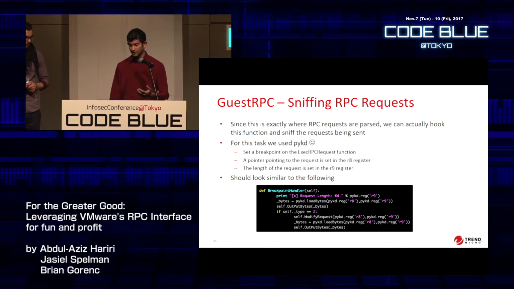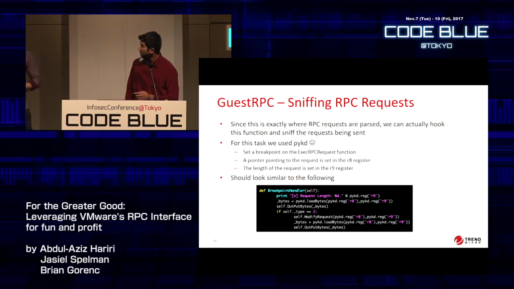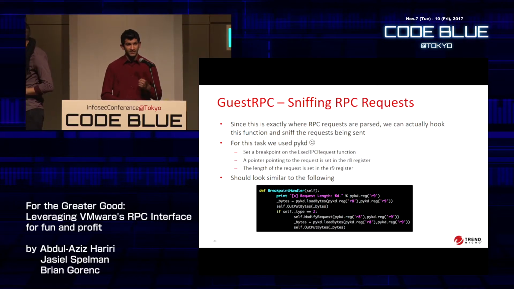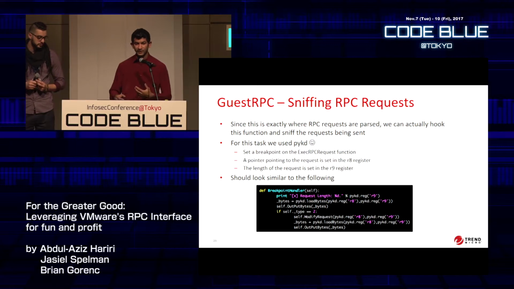And then we can look at the R8 register because a pointer to our request is there, and the length of the request is in the R9 register. It may be hard to see in the back, but the second line of this Python is assigning underscore bytes, and it's doing that by calling PyKD's load bytes function. It just takes whatever data is being pointed to by R8 and reads R9's worth of bytes into that. And then it's just printing it out.